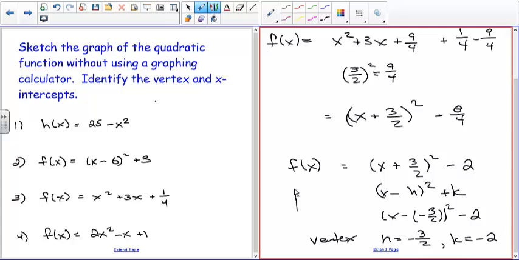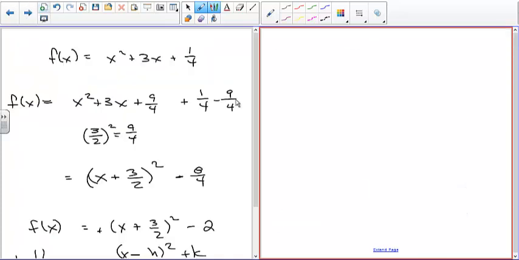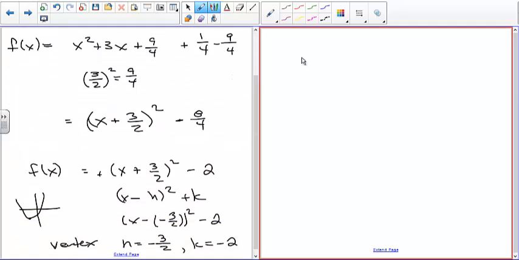Now just in general, what is this going to look like? If you go negative 3/2, negative 2, you're going to end up here. It's a plus sign out in front, so it's going to go up. So we know we're going to have two x-intercepts and a y-intercept. Anyway, the vertex is negative 3/2 for x, negative 2 for y.